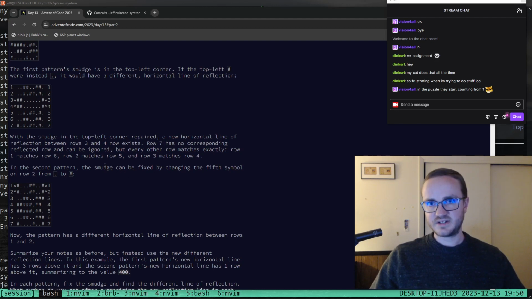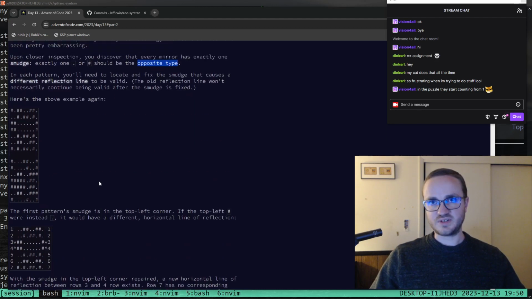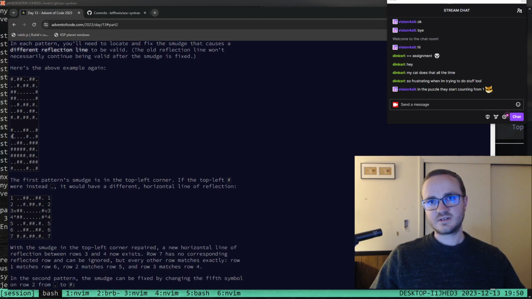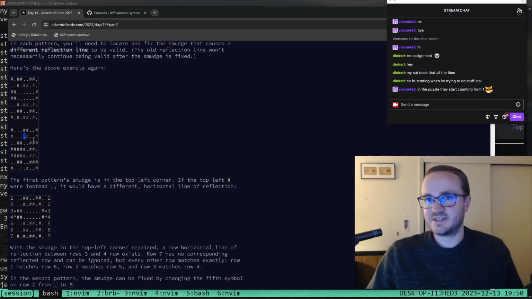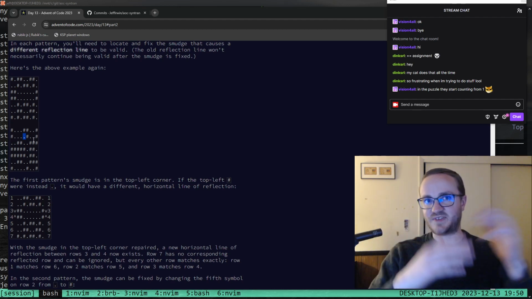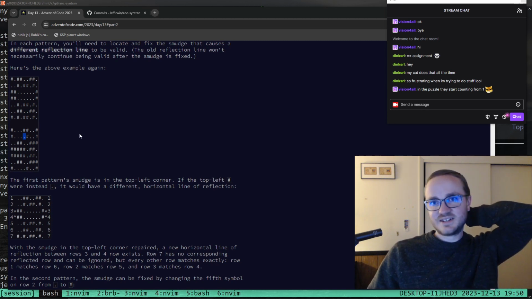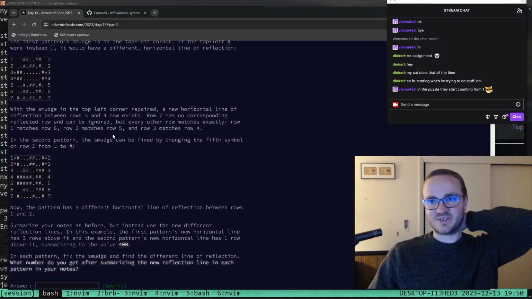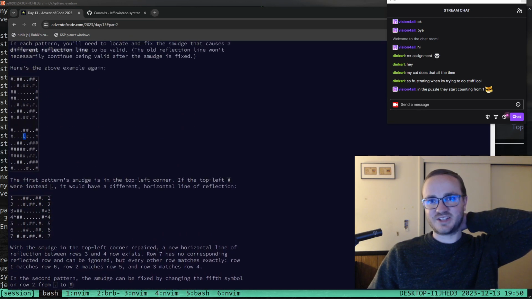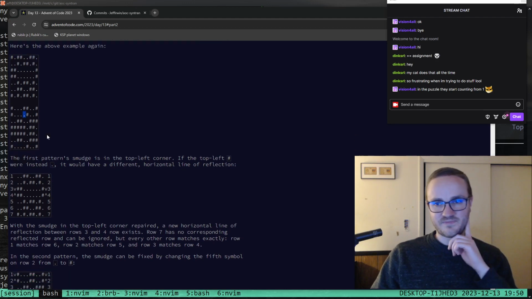Second pattern, the fifth symbol in row 2. 1, 2, 3, 4, 5. I think that was a helpful hint. They're counting from 1 for everything. So it's not just my interpretation of fence post errors, they're actually indexing everything by 1. I would have read this paragraph many times over trying to figure out what they were talking about. But yeah, they mean this character, and then what is that?